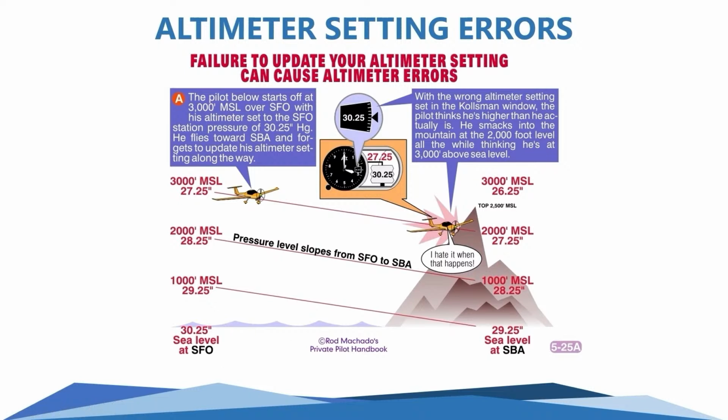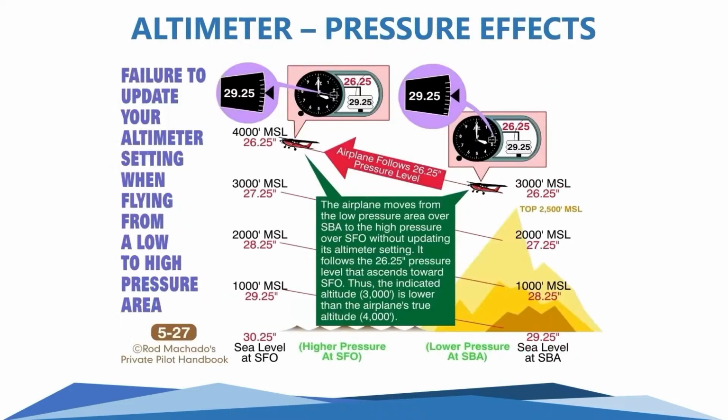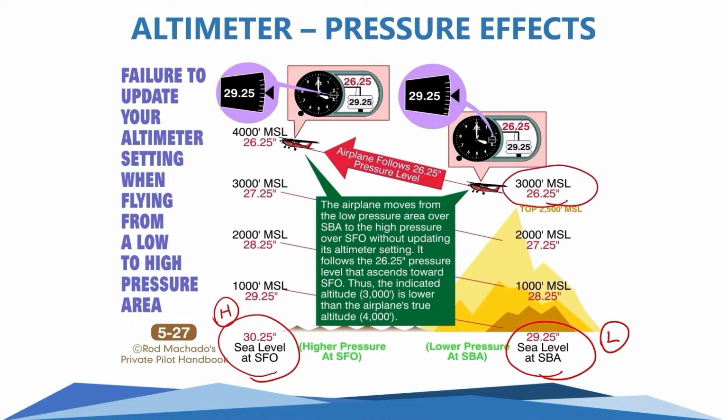Now, the opposite also is true. If you're going to take that same type of situation here, but we're going to reverse it. Now the pilot is going to take off from Santa Barbara. We've got 29.25 inches of mercury, and that is your low pressure. And we are going to go to San Francisco, which is our high pressure, at 30.25 inches. And when the pilot takes off, they're planning on doing the entire flight at 3,000 feet. And they have in the Kollsman window everything set up correctly because Santa Barbara is 29.25. So this is 29.25. They are indicating 3,000 feet, and that's actually correct.